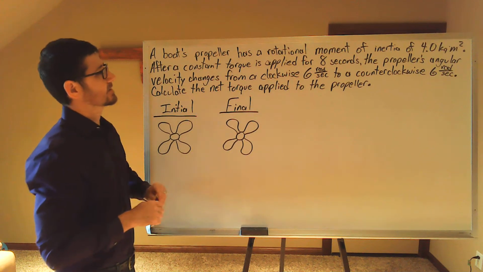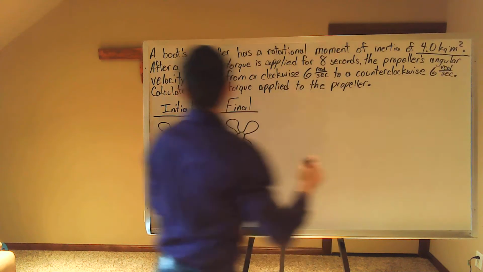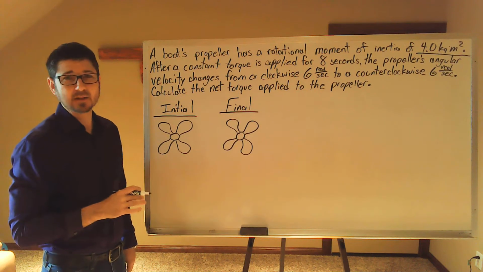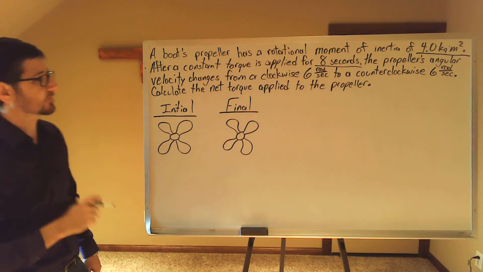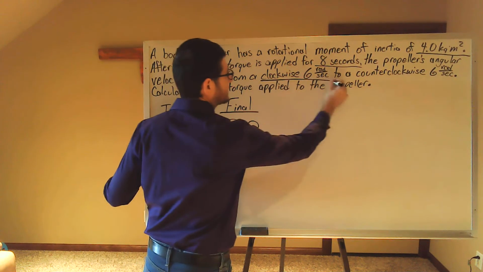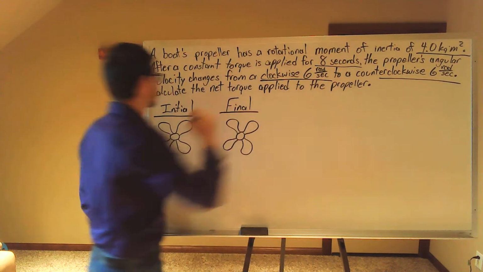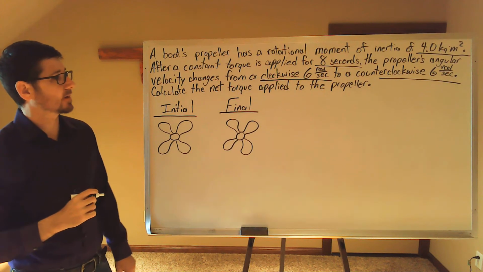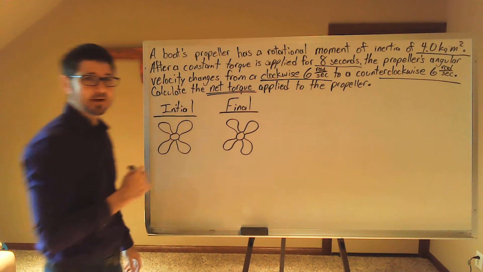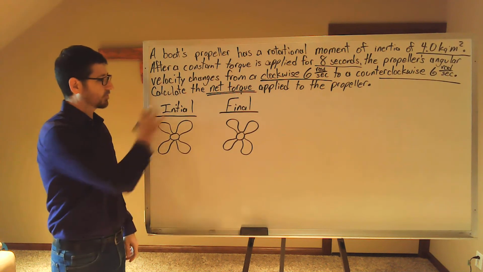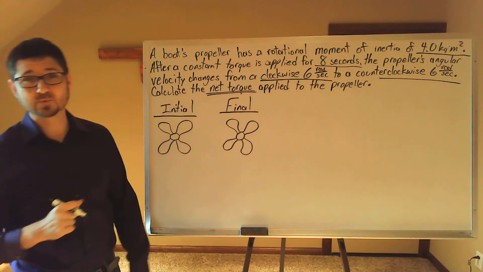A boat's propeller has a rotational moment of inertia of 4 kilogram meters squared. After a constant torque is applied for 8 seconds, the propeller's angular velocity changes from a clockwise 6 radians per second to a counterclockwise 6 radians per second. Calculate the net torque applied to the propeller. So we need to calculate the net torque, okay? Now what I've done, I've already drawn a picture.